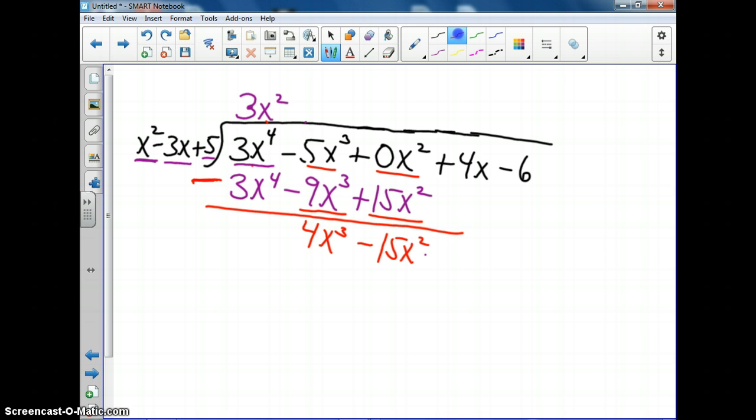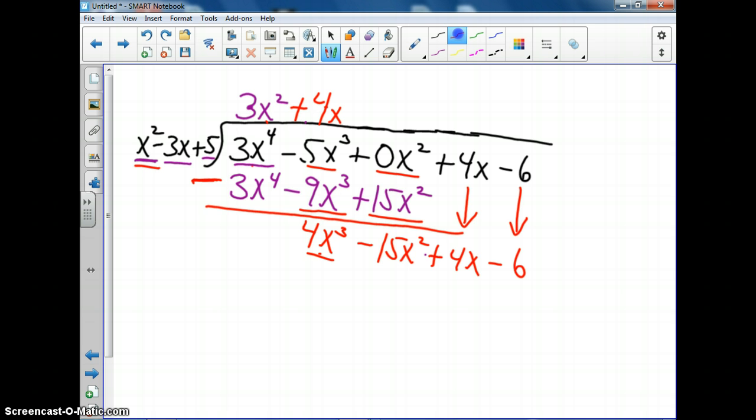Now what we're going to do with these two things over here? You bring them down, just like you did in elementary school. So it becomes positive 4x and negative 6. So that's the first one. Now you do the same thing over again. X squared times what is 4x cubed? 4x. Very good. So positive 4x.